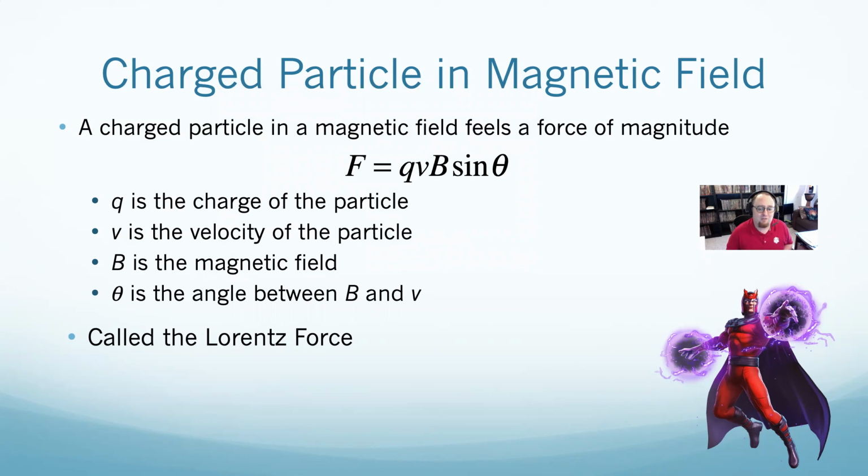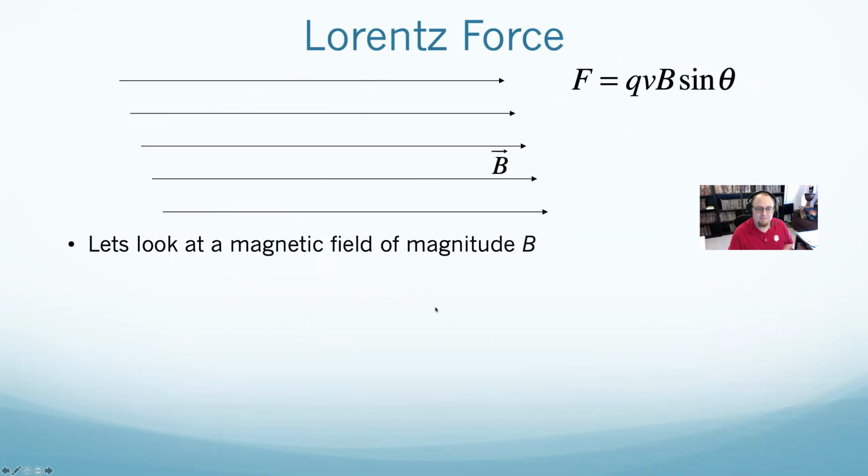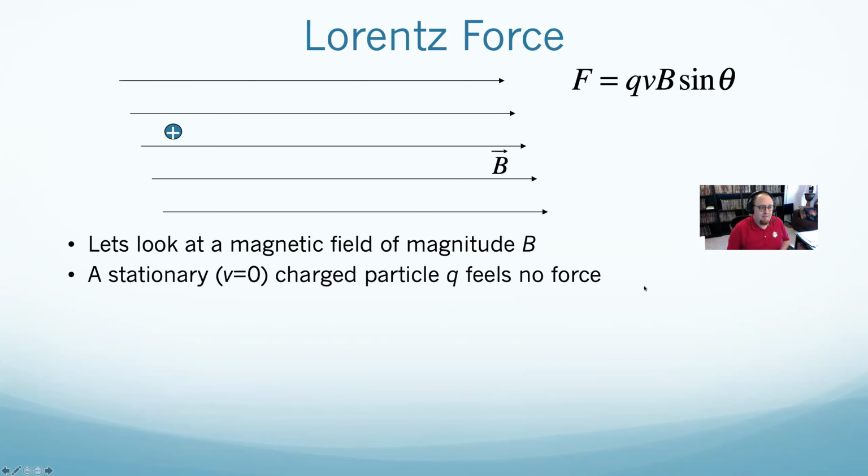And say the magnitude of the force is QVB sine theta. Once again, theta is the angle between B and V. This force is called the Lorentz force, and as I said, it's any time you have a charged particle in a magnetic field. So before I show this in action, let's explain how this works. Let's say I have this uniform magnetic field, just pushing to the right, and I put a charged particle in it. If that charged particle is stationary, it feels no force because its velocity is zero. It doesn't move.